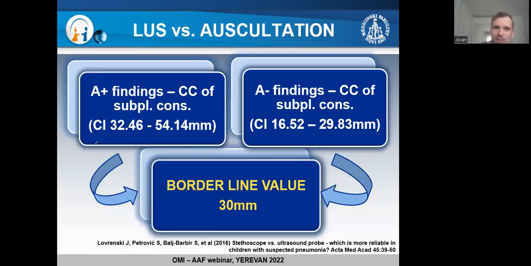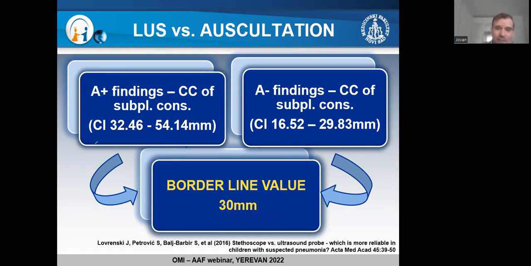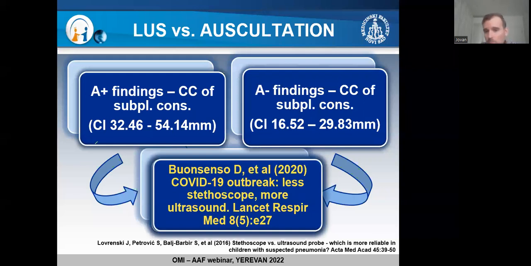In 2016, we published this paper comparing lung ultrasound and auscultation, and we concluded that all those consolidations that were smaller than 30 millimeters were highly unlikely to be detected by auscultation. You can say we're kind of visionaries, because now more and more papers suggest using less stethoscope and more ultrasound.